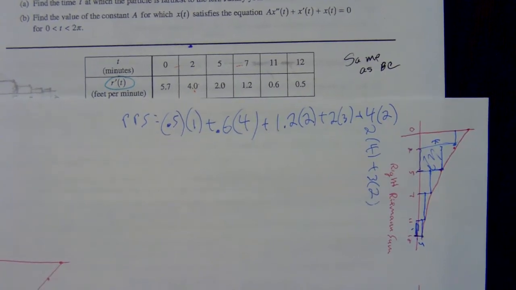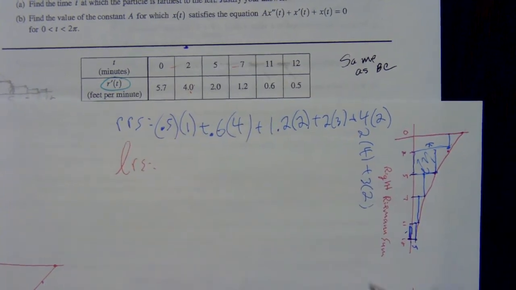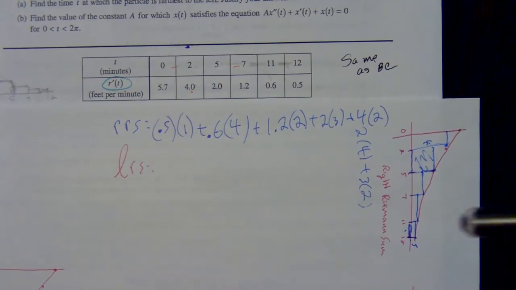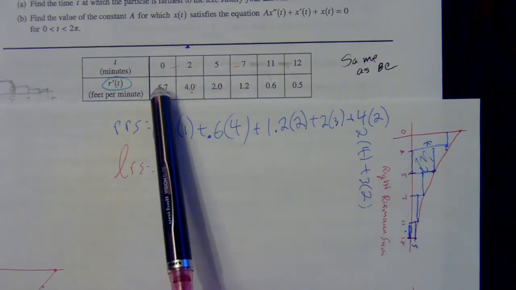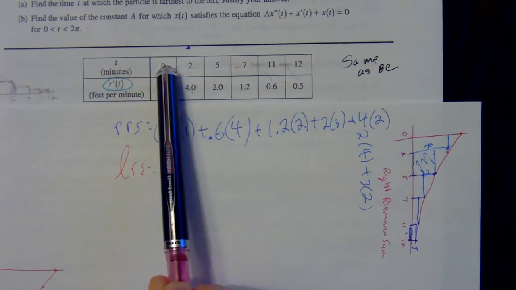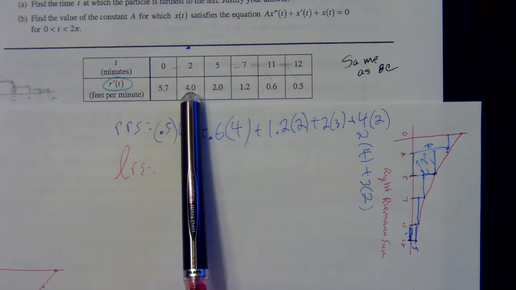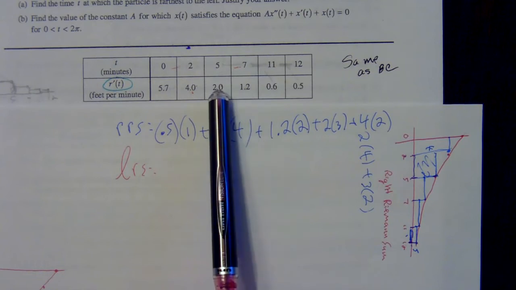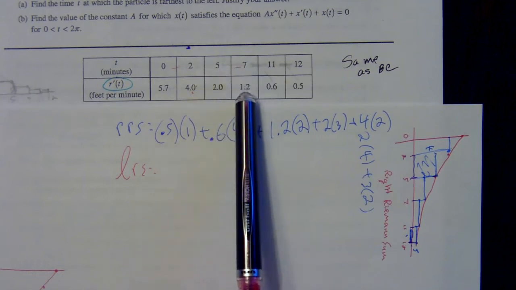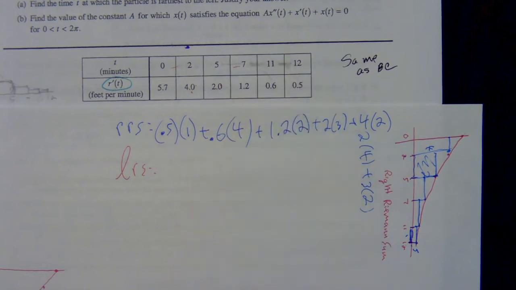And then just for fun, we didn't have to do this on this problem, but let's do a left Riemann sum without the actual rectangles here. So the left Riemann sum, let me just say the first couple first and then we'll put it right. I'm gonna start with this left-hand side, this height. I'm gonna go 5.7 times the distance between the 0 and the 2. So I'll go 5.7 times 2 plus 4 times 3 plus 2 times 2 plus 1.2 times 4 plus 0.6 times 1. So hopefully that pattern works in your head, and here we'll put that in right.